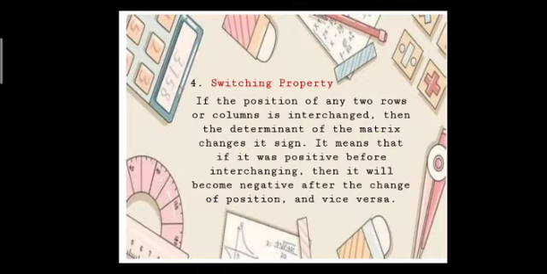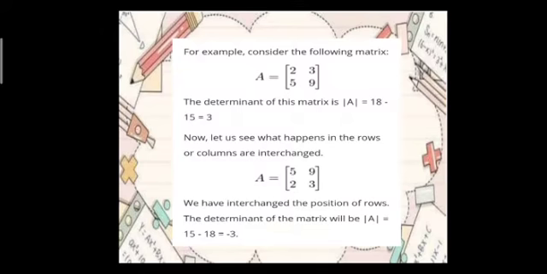If the position of any two rows or columns is interchanged, then the determinant of the matrix changes its sign. It means that if it was positive before interchanging, then it will become negative after the change of position, and vice versa. For example, consider the following matrix. The determinant of this matrix, the absolute value of A, is equal to 18 minus 15 is equal to 3. Now let us see what happens if the rows or columns are interchanged.